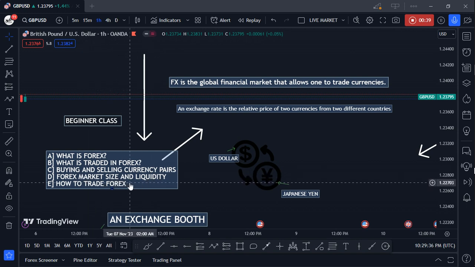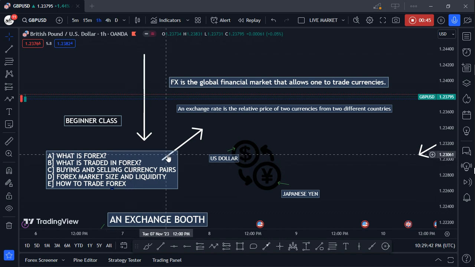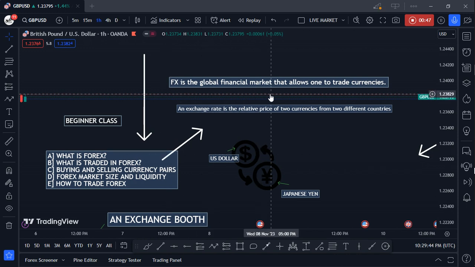trade Forex. And for this, as we know, FX is a global financial market that allows one to trade currencies. If you think one currency will be stronger versus the other and you end up predicting it correctly, then you can make a profit.